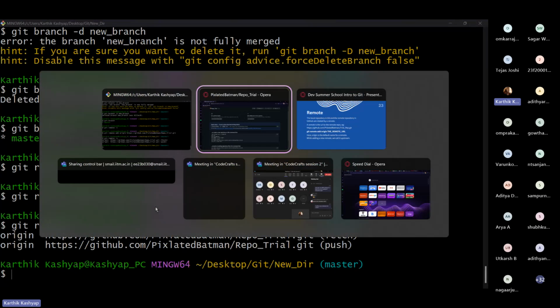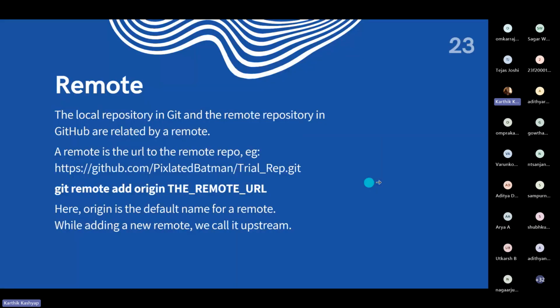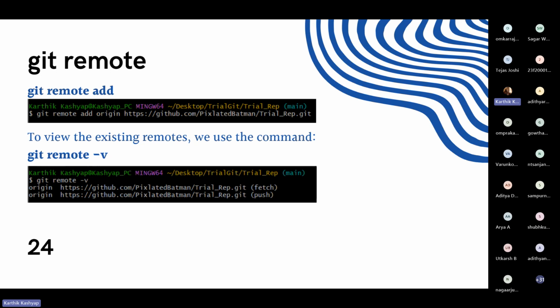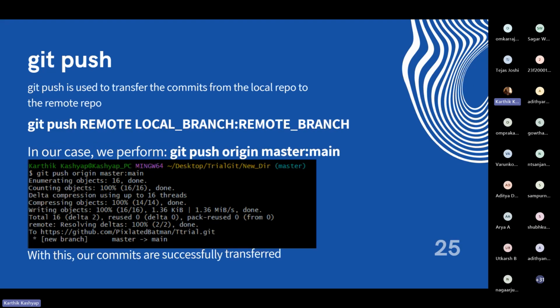So now that we have done that, as you have seen, git remote add, and then for checking what remotes exist on the repo, you can do git remote -v, as I said. So now that we have added a remote, we should be able to push our commits from the Git repo onto the GitHub repo. The command we use is git push.